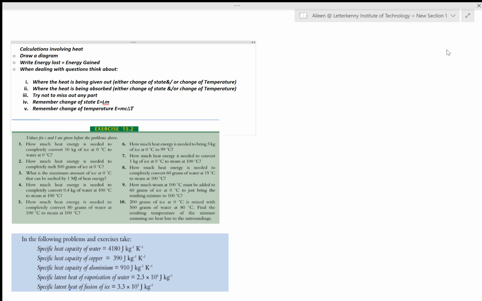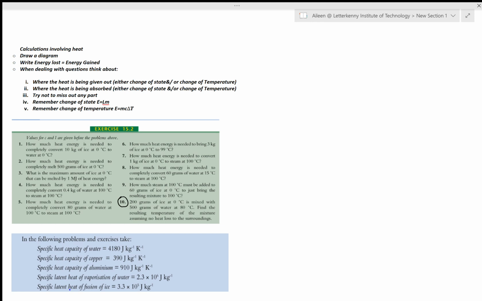All right, let's have a look at more calculations involving heat. Please remember that when you're doing calculations involving heat, if a system is losing energy, that energy must be gained by another system. Let's look at question 10. With all of these questions, please follow the steps above. Draw a diagram, write energy lost equals energy gained, and then substitute in where we are absorbing and where we are losing energy.